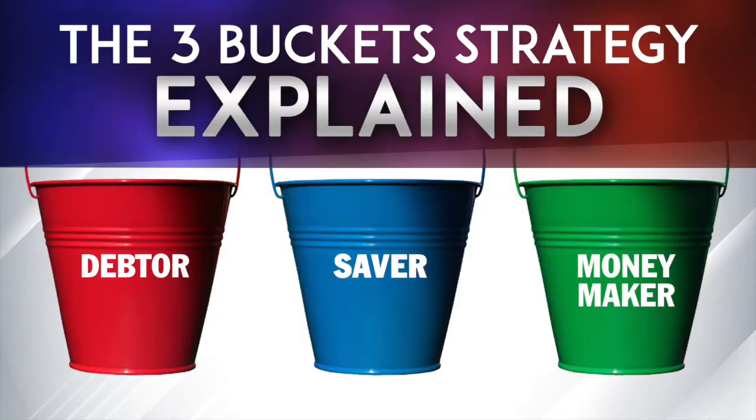In today's short video, we're going to dig a little deeper as to what is the difference between a debtor and a saver. Can you see 3 buckets here? The red one symbolizes someone who borrows money from the bank. The blue bucket represents someone who saves money for a while, then makes a purchase with it. And the green bucket represents a money maker.